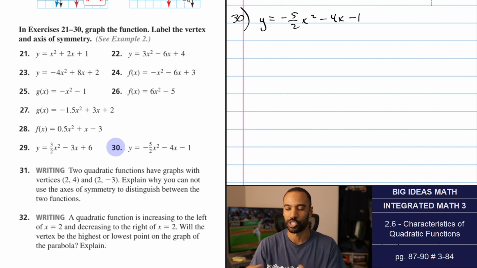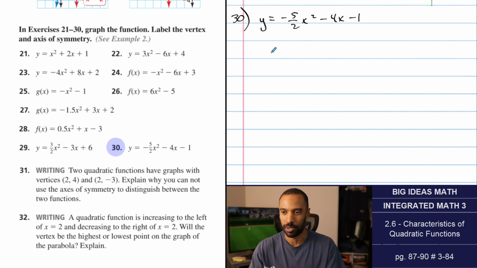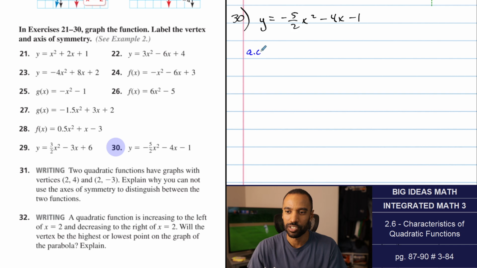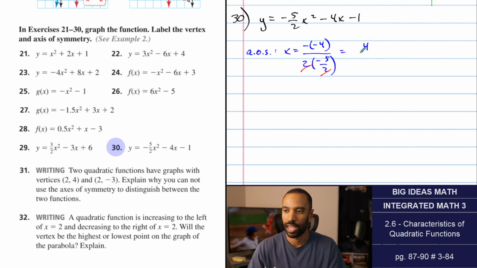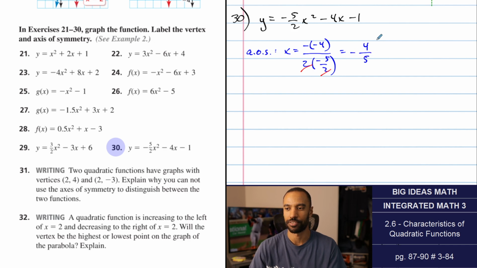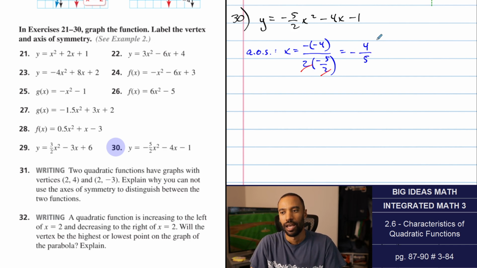Now, the main problem with this one is the axis of symmetry is going to be different. The axis of symmetry is going to be at x equals negative b over 2a. Now, these cancel the 2s, which is fine. You get negative 5 down here. But this time you get 4 over negative 5, negative 4 fifths. I don't see that as being fun in any way.